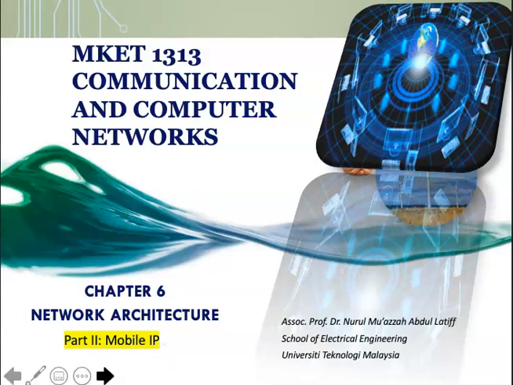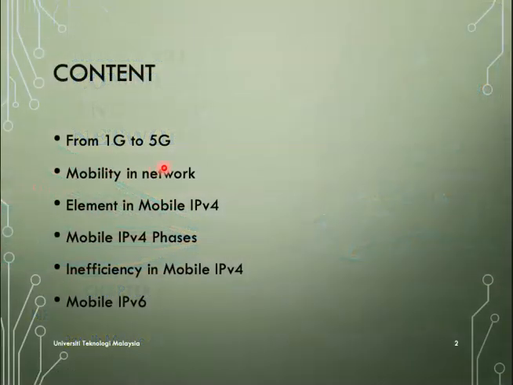For chapter 6, network architecture part 2, we're going to learn about mobile IP for IPv4 and IPv6. First, to understand up until mobile IPv6, you have to watch the video that I have put that shows the technologies from 1G, the first generation, to 5G. And then we're going to learn about the definition of mobility in network, and then elements of mobile IPv4, what made up the mobile IPv4, the phases in mobile IPv4, the drawbacks and also inefficiency in mobile IPv4, and finally we're going to look at the latest technology, which is the mobile IPv6.